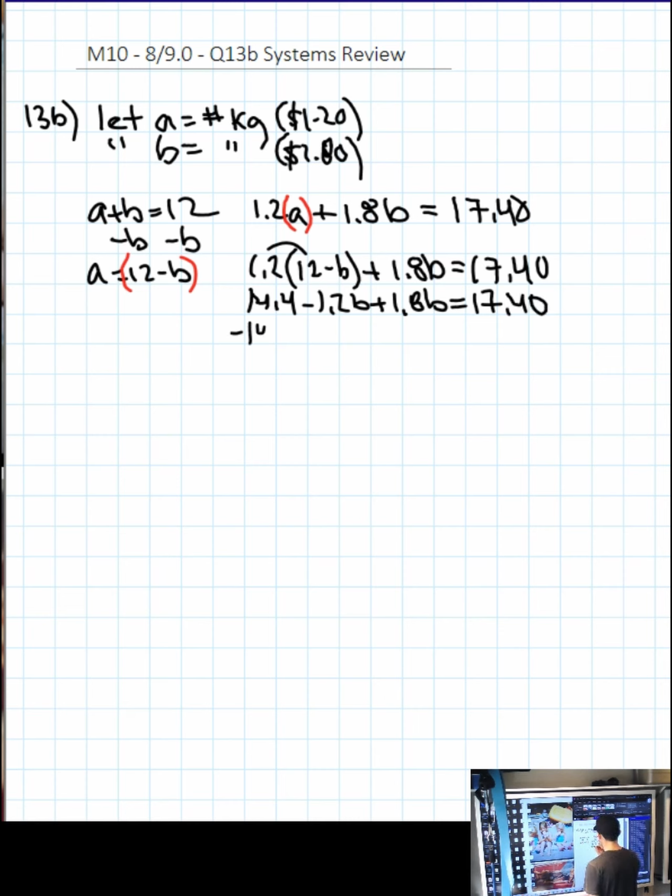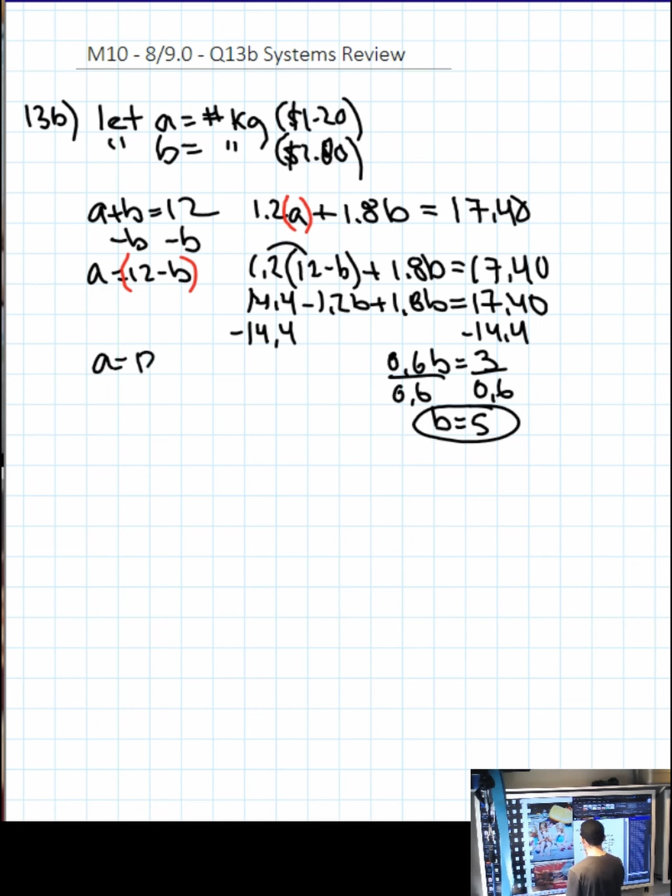If we minus 14.4 from both sides, we're going to get negative 1.2B plus 1.8B will be 0.6B equals 17.4 minus 14.4, which will be 3. Divide both sides by 0.6 and we'll get B equals 5. Circle our answer, substitute back into the other equation. A equals 12 minus 5. Therefore, A will equal 7.